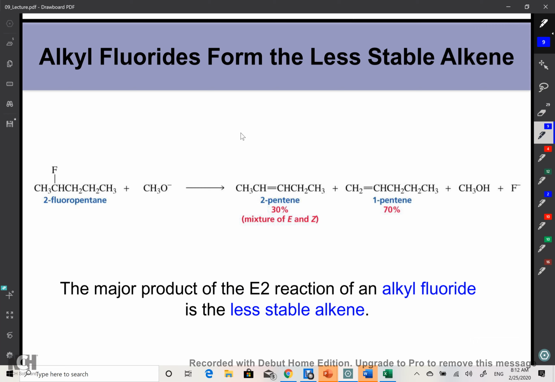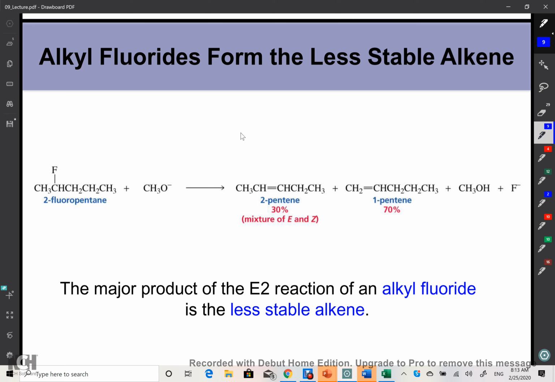Okay, so we're still talking about the exception to the Zaitsev rule in terms of E2 elimination. We said the Zaitsev rule as a general rule says that the alkene that is most stable is regioselectively formed. And remember, the stability of an alkene has to do with its substitution. The more substituted the alkene is, the more stable it is. Does that make sense? That's the Zaitsev rule.